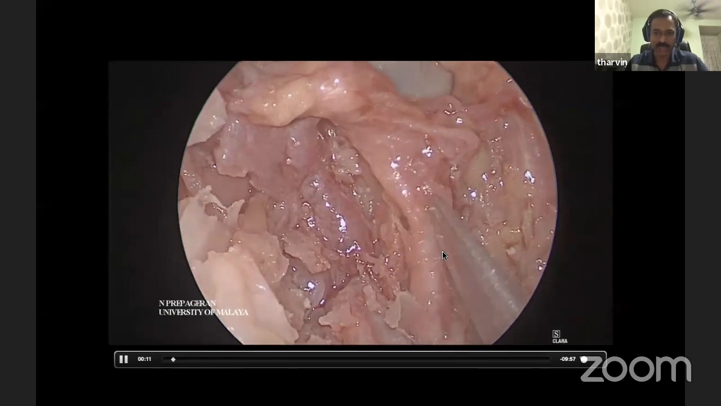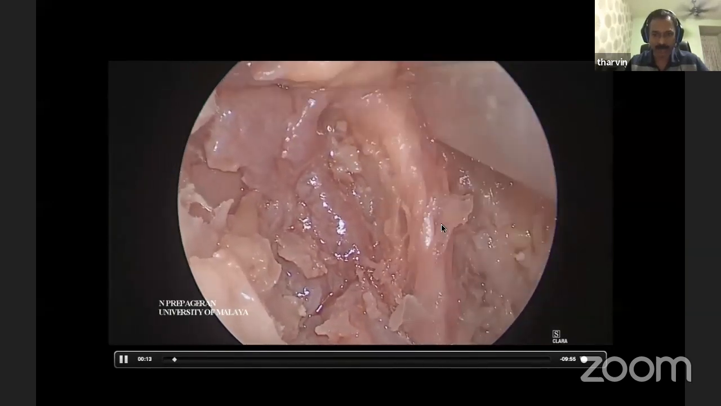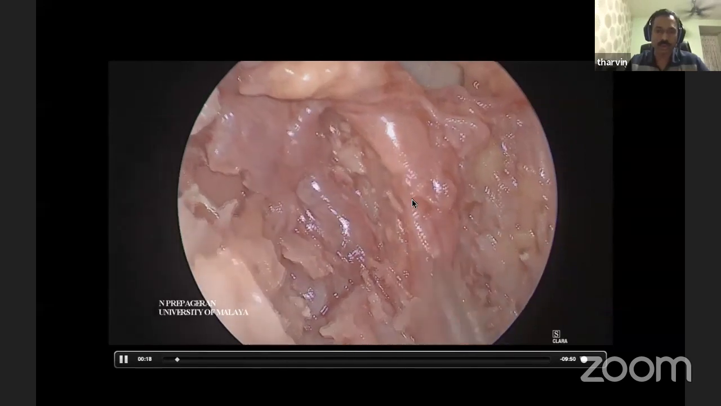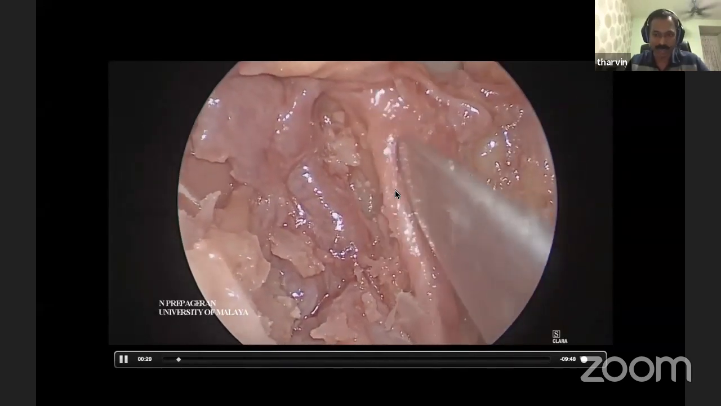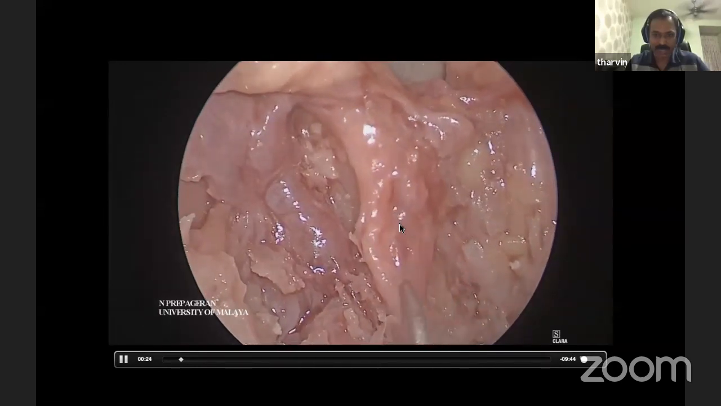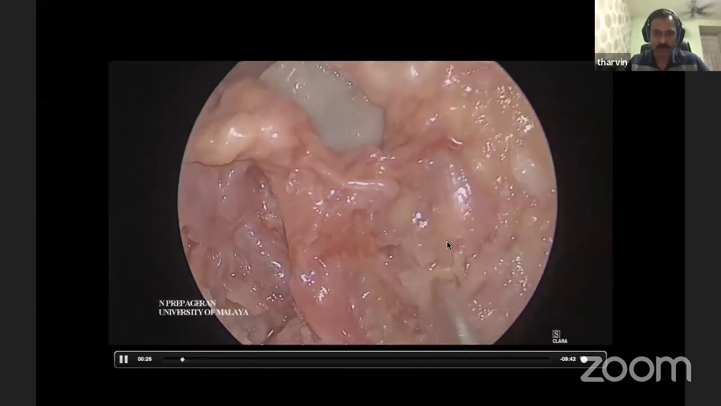So again, this is a descending palatine artery. And again, you can see the descending palatine artery is always accompanied by two greater palatine nerves. Here you can see very nicely the nerve and that's the artery. The two greater palatine and one lesser palatine.